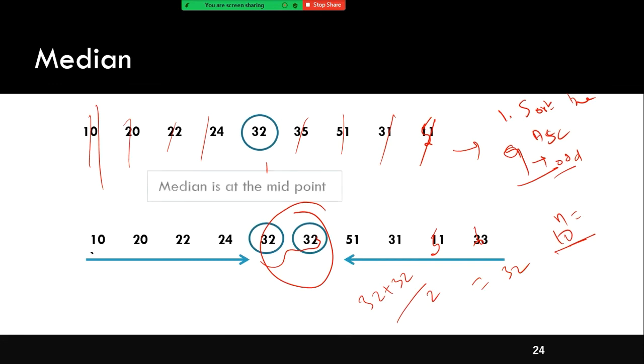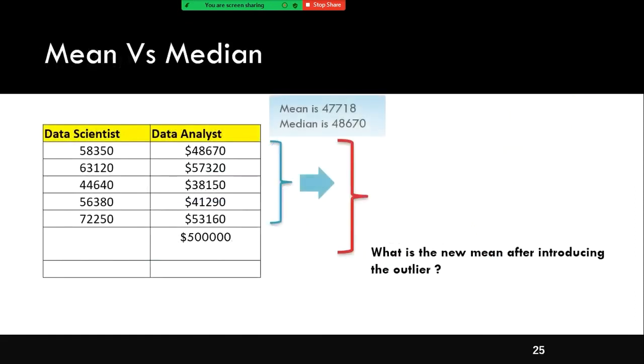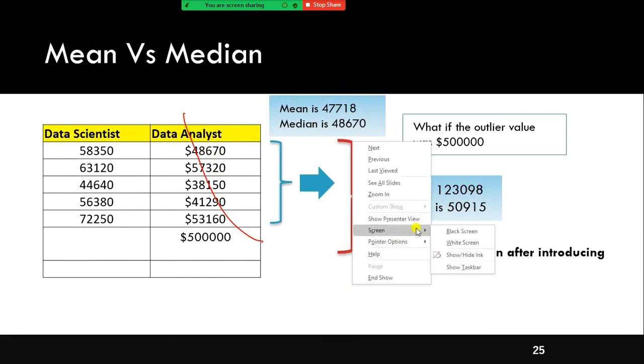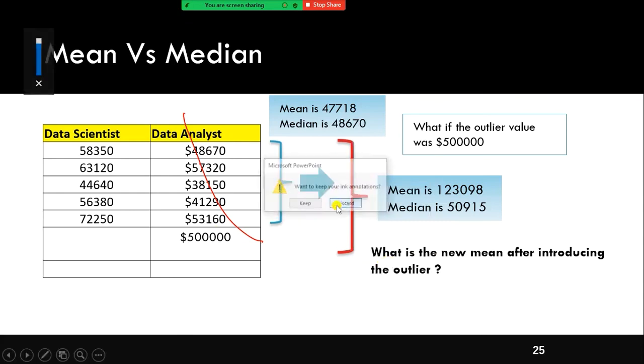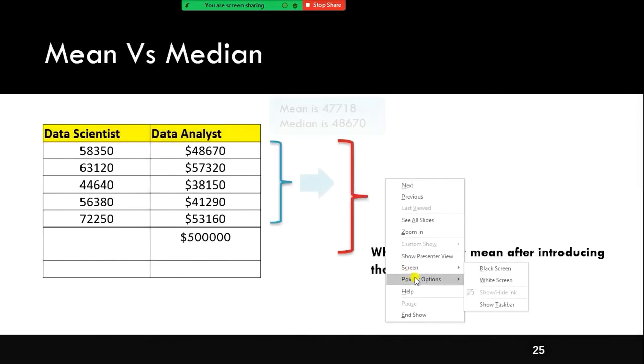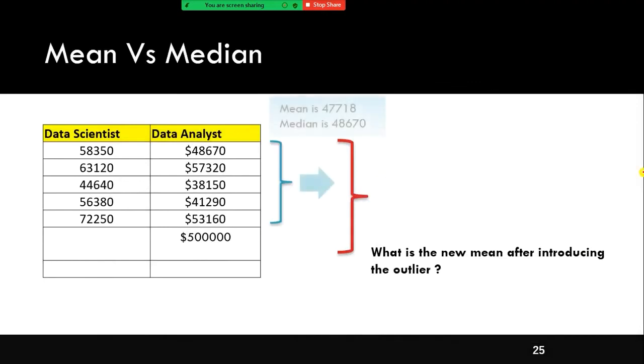Now let us use the median for the same data set. I copy pasted the same data set, so ignore the other one. This is the same data set from the previous slide that we have used.